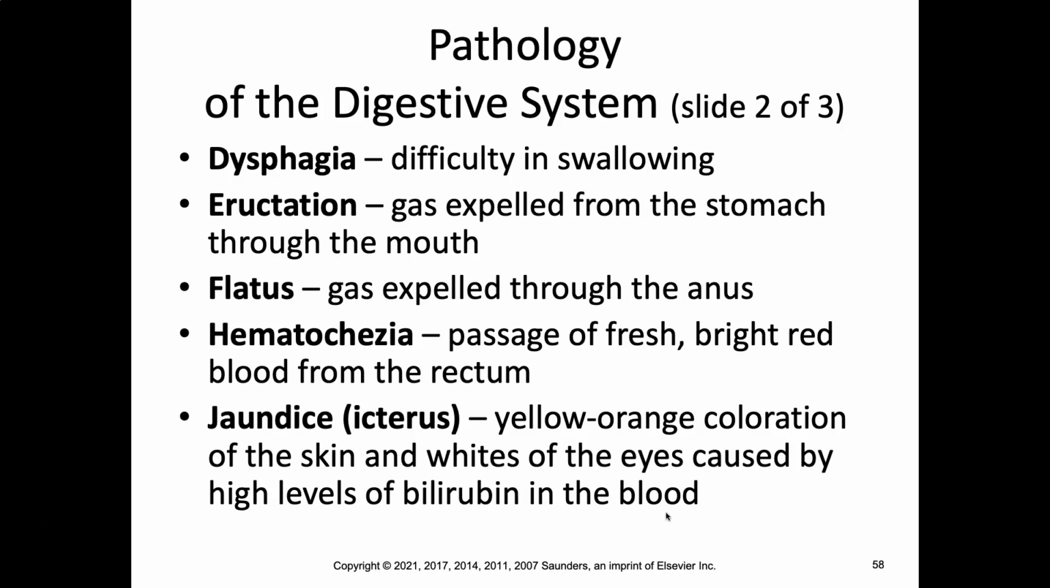Hematochezia is passage of fresh, bright red blood from the rectum. Again, if someone has hematochezia, that's serious. There's something going on there that should not be. It could just be some bloody hemorrhoids, bleeding hemorrhoids, but it could also be something far more serious like colon cancer. Jaundice or icterus is the yellow-orange coloration of the skin and whites of the eyes caused by high levels of bilirubin in the blood.